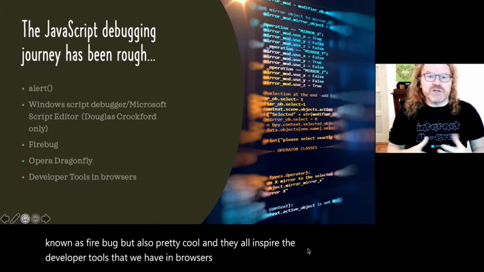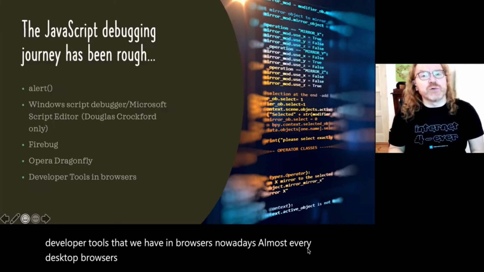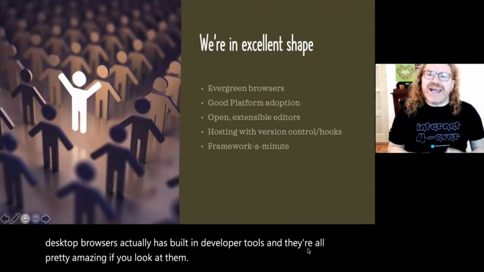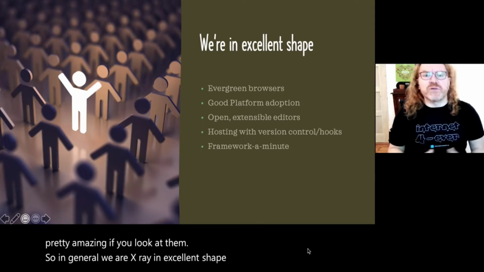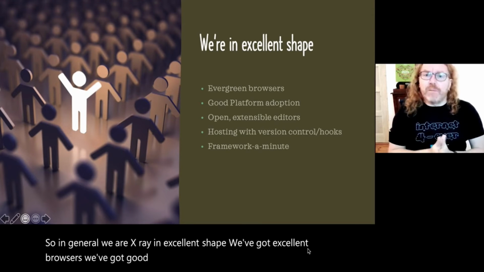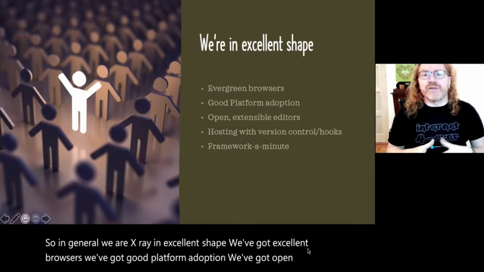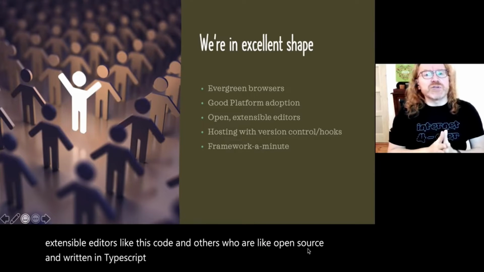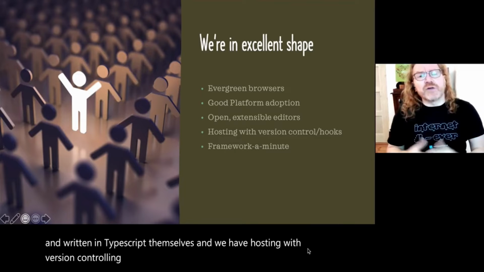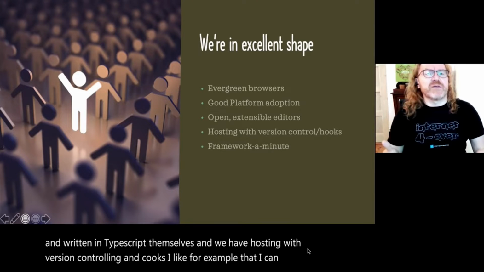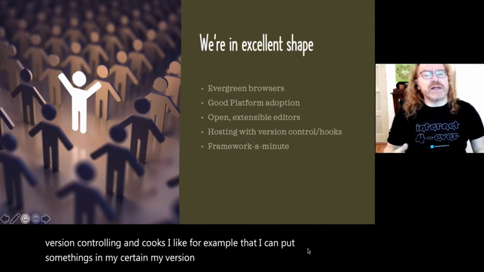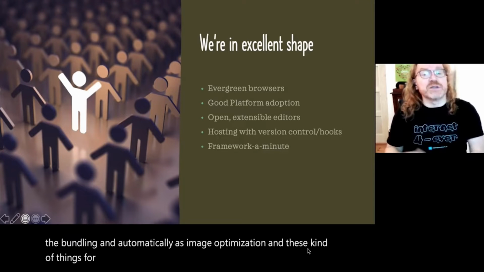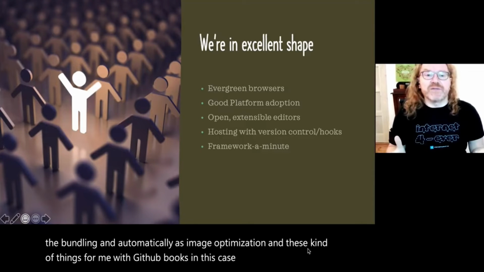Almost every desktop browser actually has built-in developer tools, and they're all pretty amazing if you look at them. So in general, we're actually in excellent shape. We've got excellent browsers, we've got good platform adoption, we've got open extensible editors like VS Code and others which are open source and written in TypeScript themselves. And we have hosting with version control and hooks. I like, for example, that I can put some things in my version control and it automatically does the bundling and automatically does image optimization and these kinds of things for me with GitHub hooks in this case, or any other platform would do similar things, I guess.